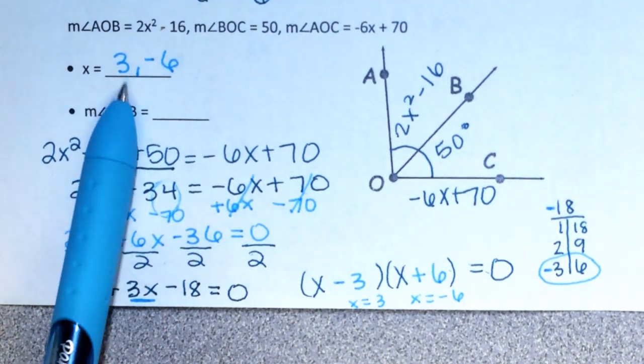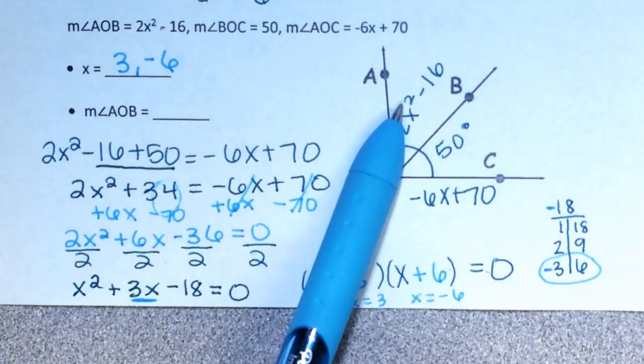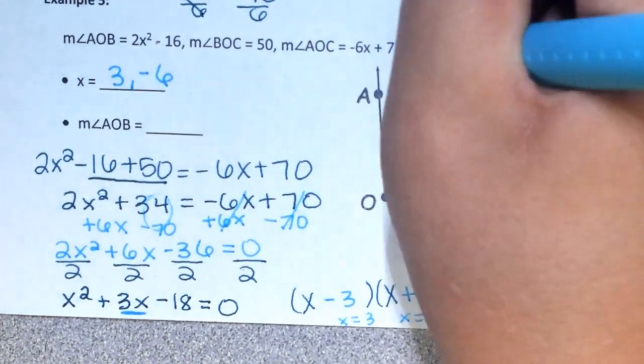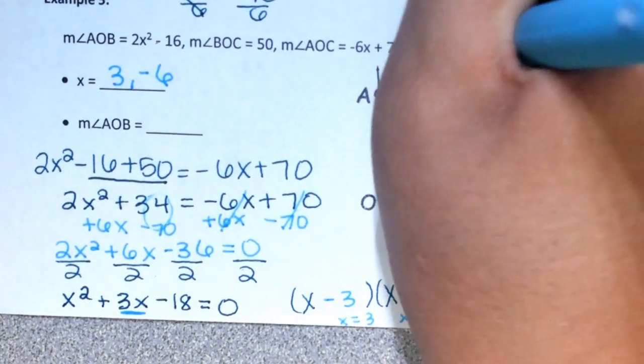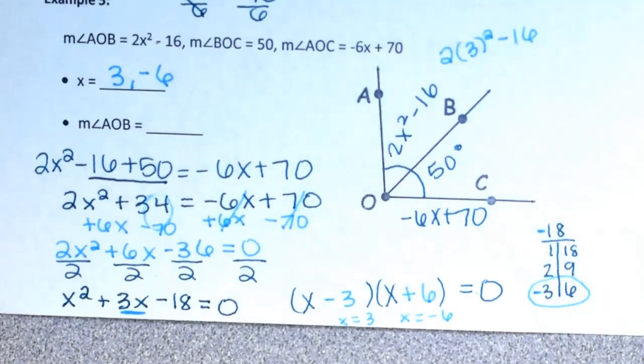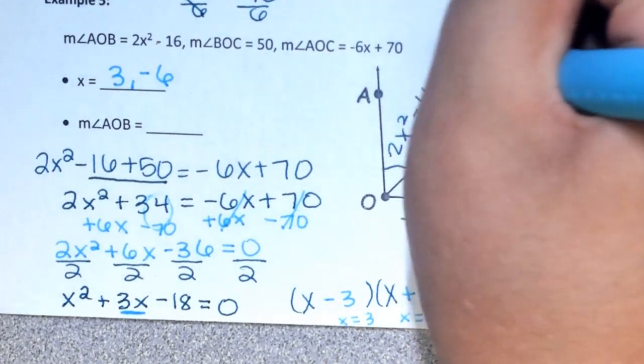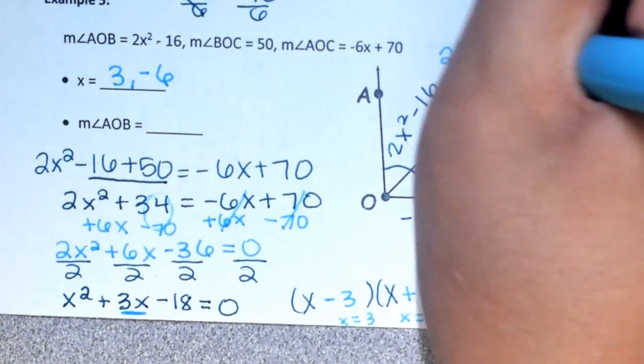So, let's plug this in. We have 2x squared minus 16. So I'm going to plug in 3 squared minus 16. And then I'm going to plug in negative 6 squared minus 16.